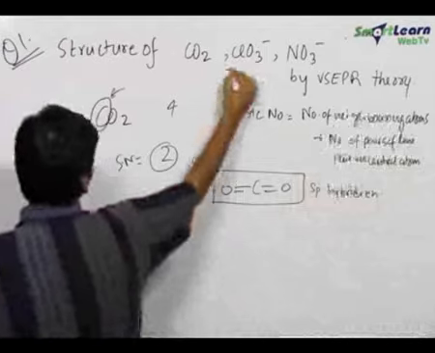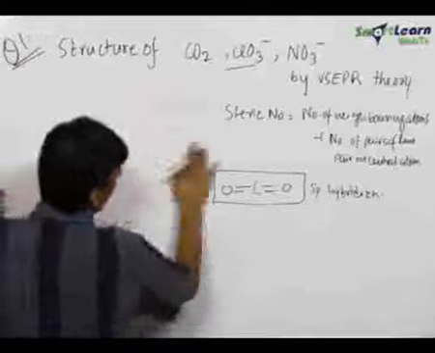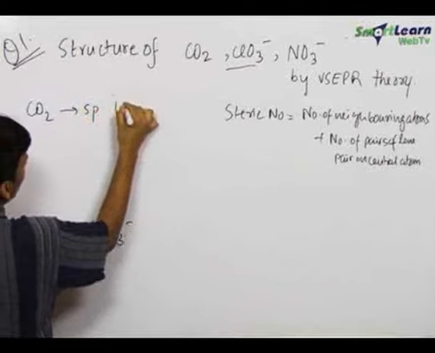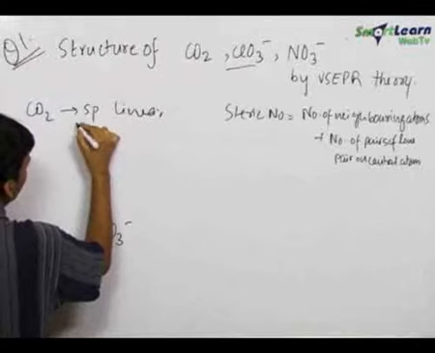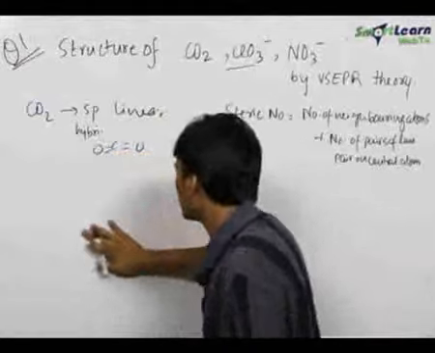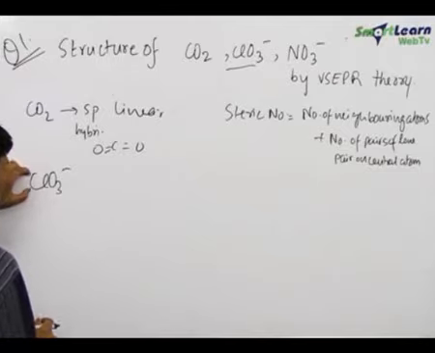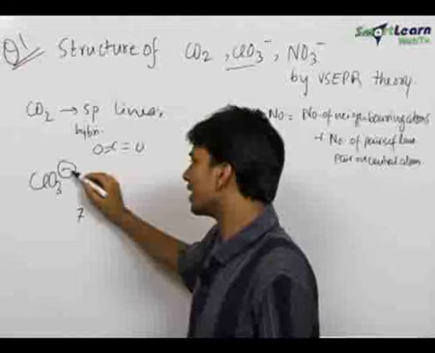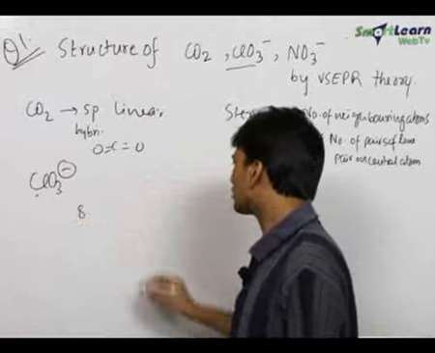Similarly, let us deal with ClO3 minus. We know CO2 is sp hybridized and it is linear, and its structure is like this. Now we deal with ClO3 minus. For ClO3 minus, we know that the number of electrons in the outermost shell of chlorine is 7. Now there is an extra negative charge. That means there is an extra electron in the central atom. That means in the outermost shell of chlorine now we have 8 electrons.